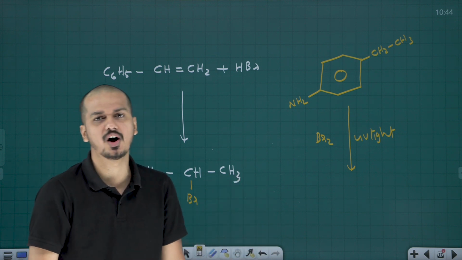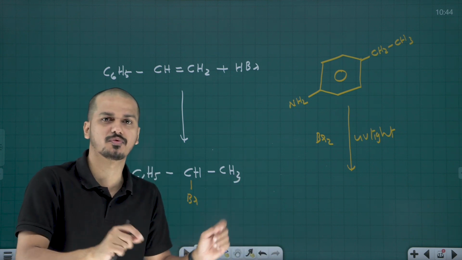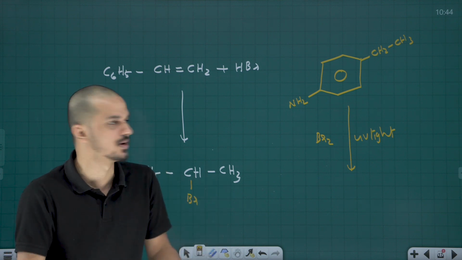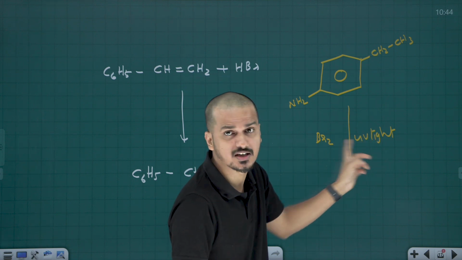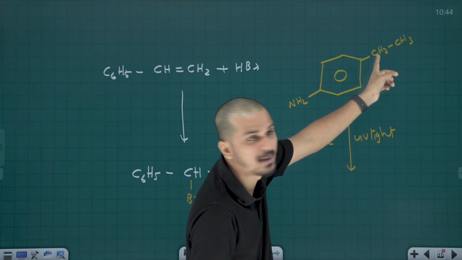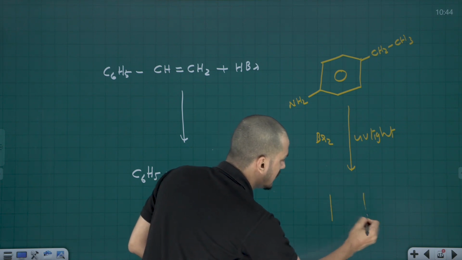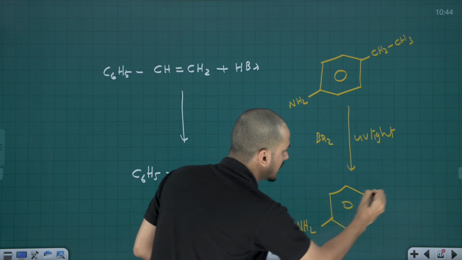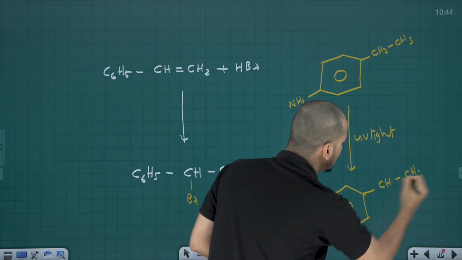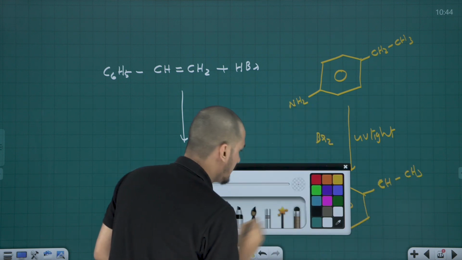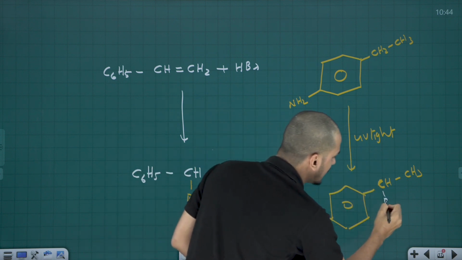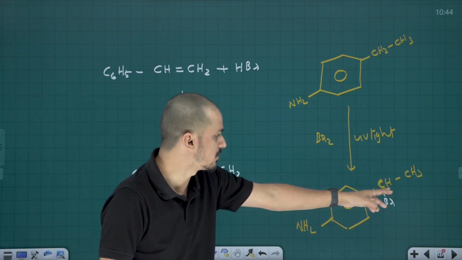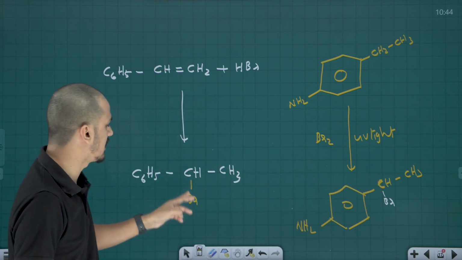Where will this free radical go and substitute? That also follows stability: a tertiary carbocation or benzylic free radical is more stable. So bromine will go and substitute at the benzylic carbon. Here NH2 is there, here this CH2 and CH3. This is the benzylic carbon. There only Br will go and substitute for that H. Here also, bromine goes to the benzylic carbon.